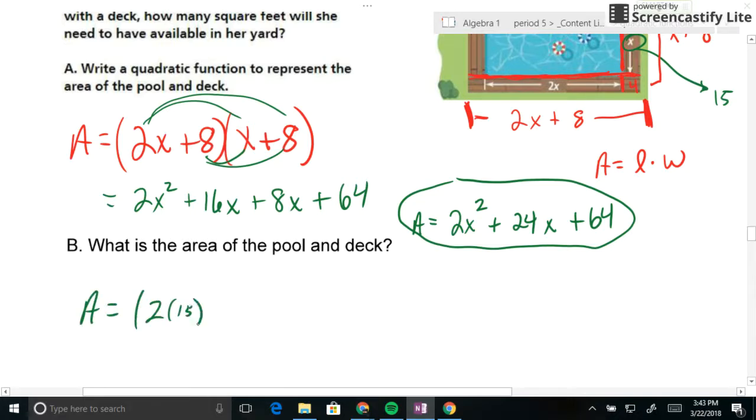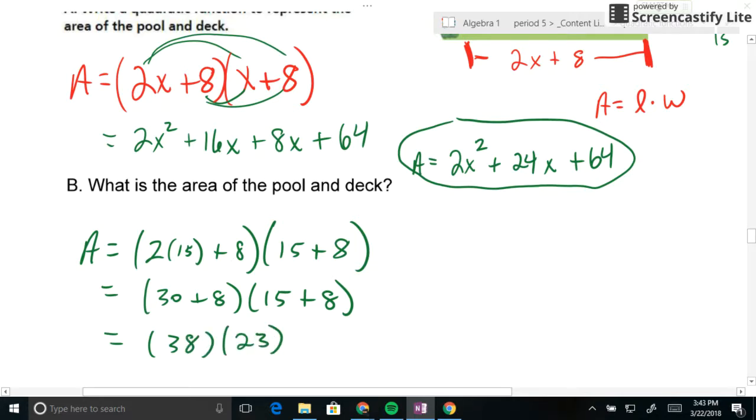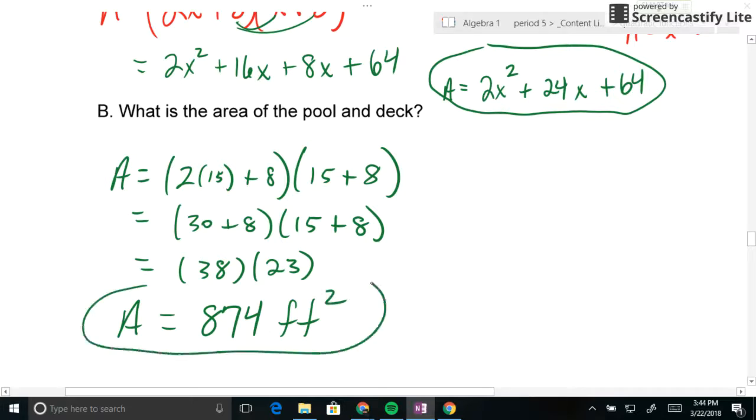So 2 times 15 plus 8, and then 15 plus 8 in the other. So I'd have to do 2 times 15, which is 30, plus 8, and 15 plus 8 here. Now I do the parentheses. 30 plus 8 is 38, and 15 plus 8 is 23. So now I just need to do 38 times 23, and that gives me 874. So the area of the pool is 874 feet squared. Because anytime we do area, the units are always squared.